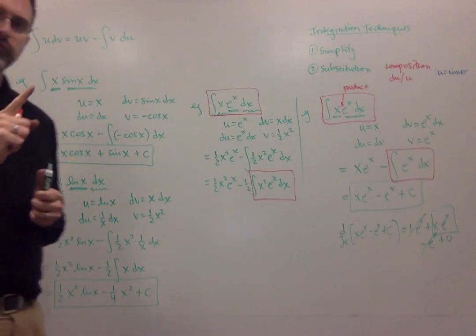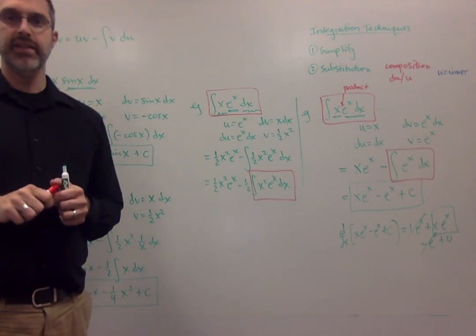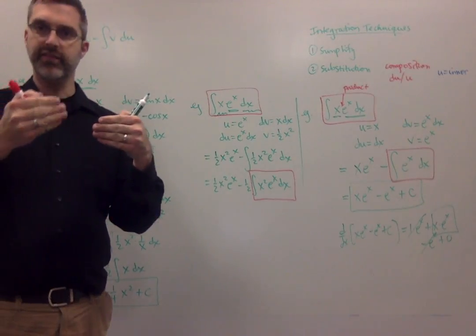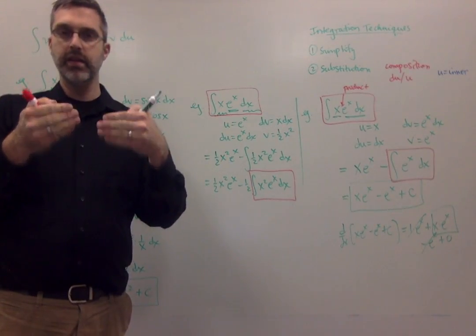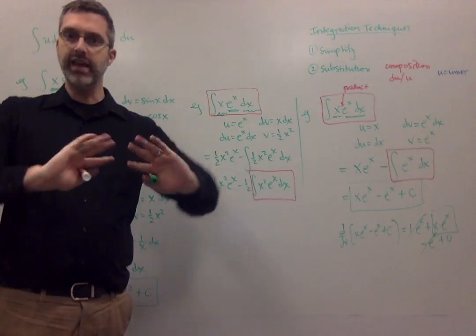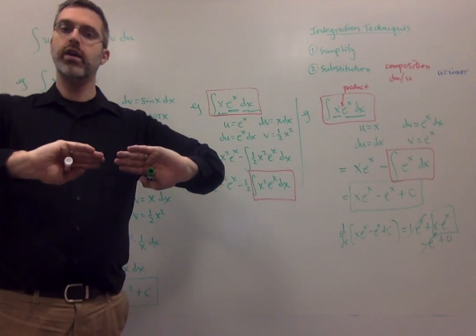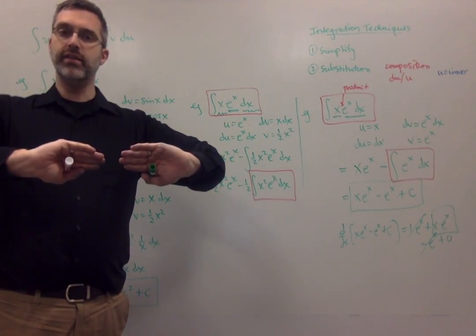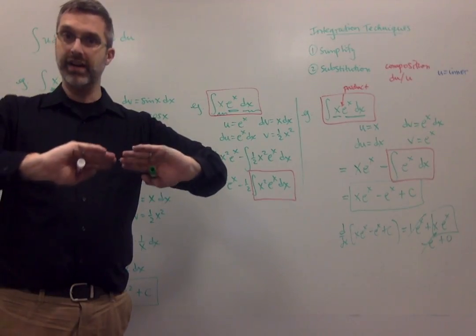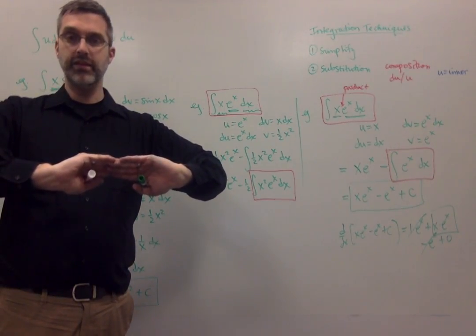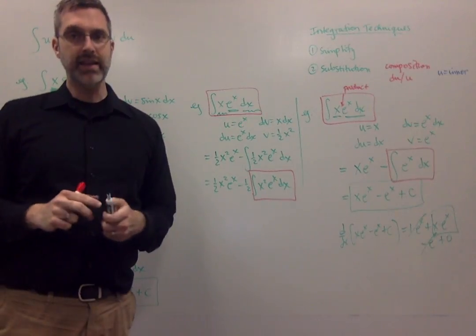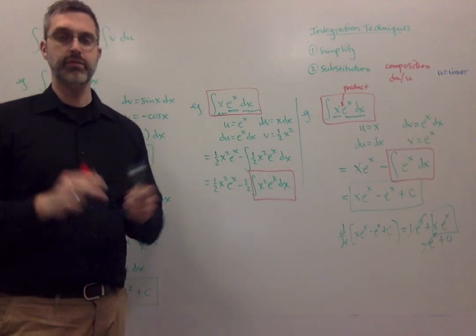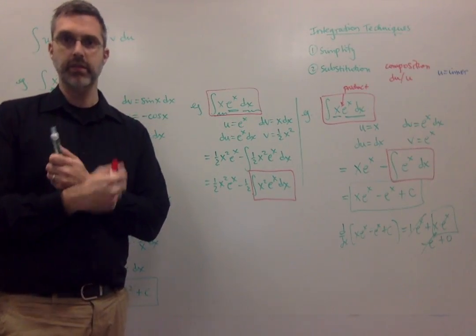So one rule of thumb is that whatever you try to pick for the u and the dv, if you do some work and you get to a place where the integral is harder or the same difficulty, that may mean that you're going the wrong direction. You may want to switch them. Okay?